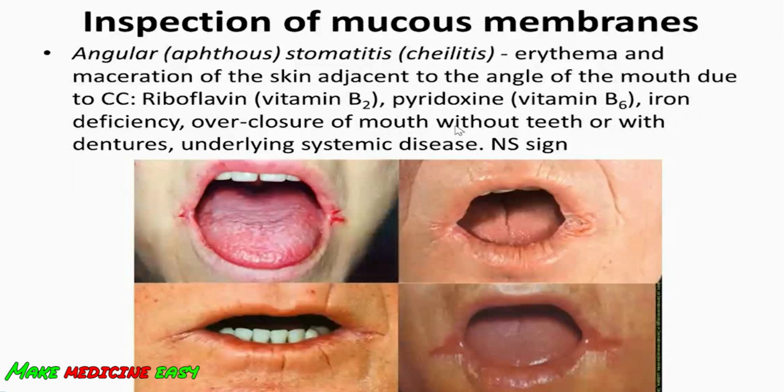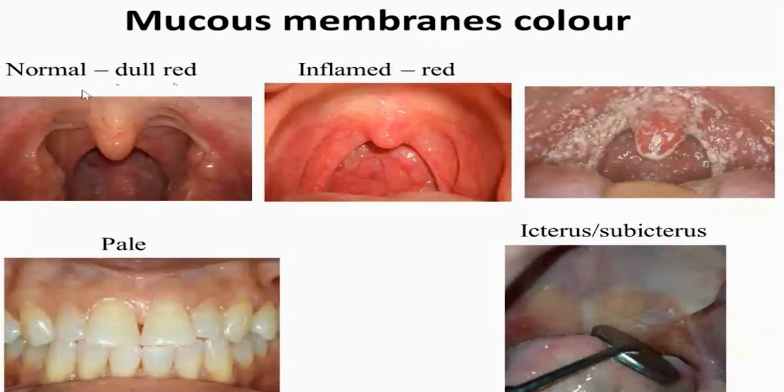There could be many other diseases underlying this symptom. Nevertheless, it's a pathology. So if you see this angular stomatitis, of course, you can think that for sure something is wrong in this patient and try to guess what exactly. What about the color of the mucous membrane?